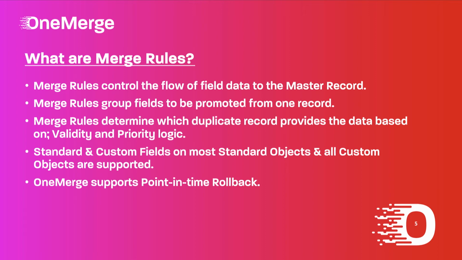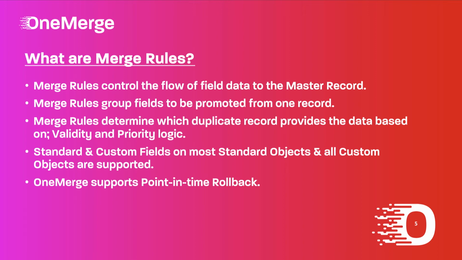Merge rules also define the logic used to determine which record is selected based on two concerns, validity and priority. Validity conditions specify the fields which must be populated on a record in order for that record to be considered a valid source for the rule. For example, an address rule may require that the street, city, and country fields are populated. The second concern, priority, determines which valid record is actually used to populate the master record.